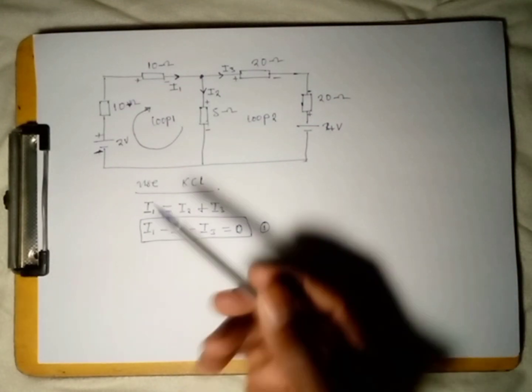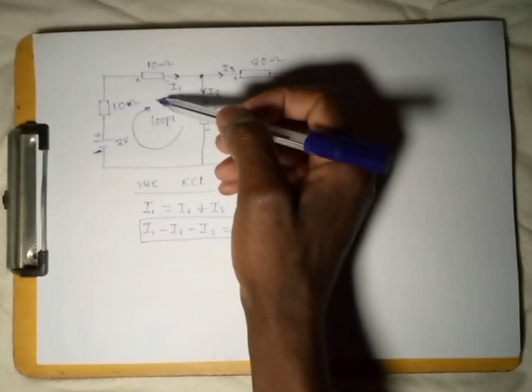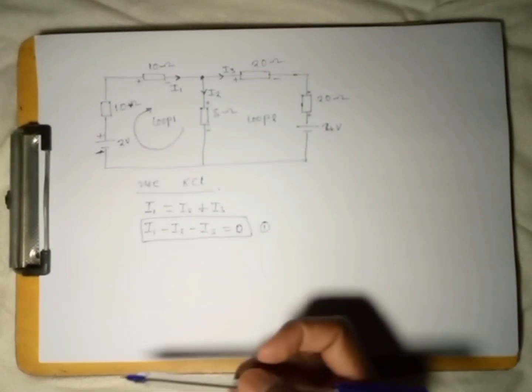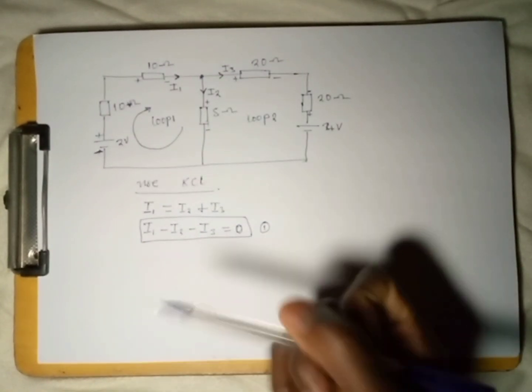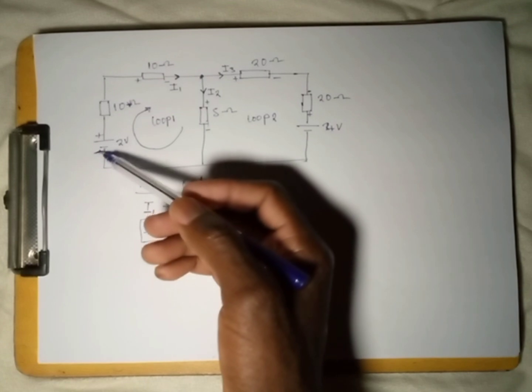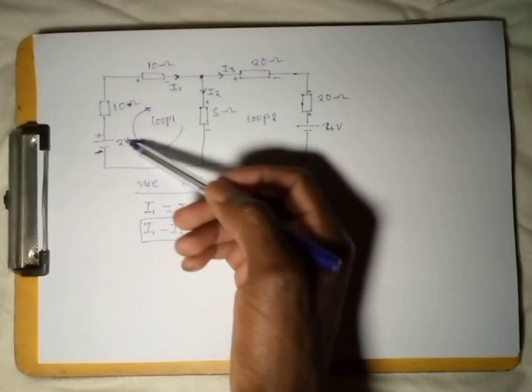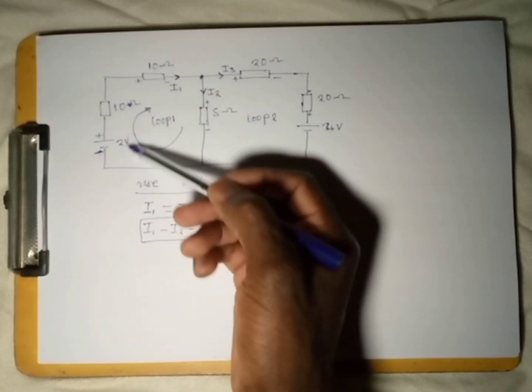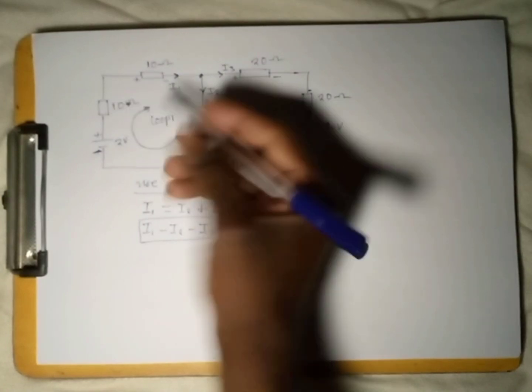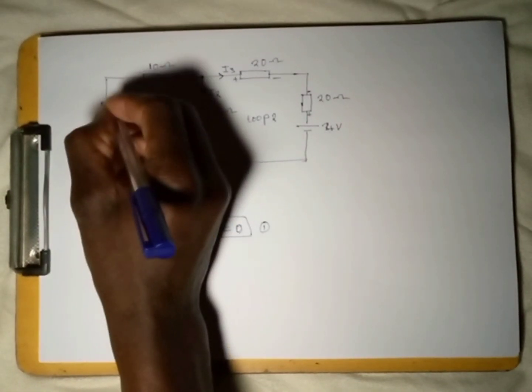Now if you choose to move in the clockwise direction, pay much attention here. According to the first condition, if I'm moving from negative to positive, this guy is going to have a positive voltage. But on the resistors, even here we're going to have positive, negative.